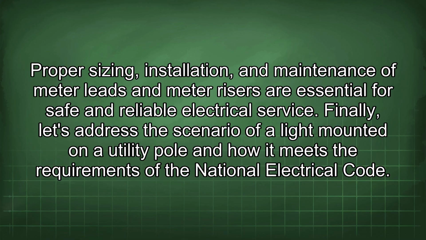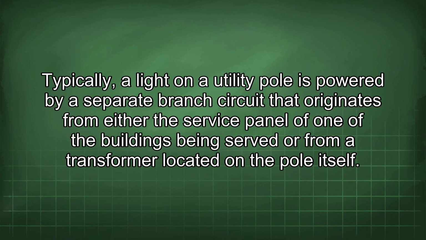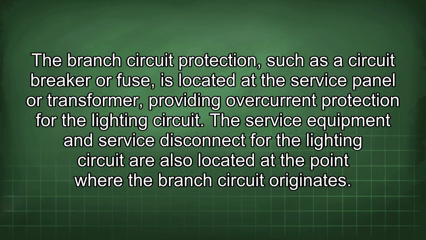Finally, let's address the scenario of a light mounted on a utility pole and how it meets the requirements of the National Electrical Code. Typically, a light on a utility pole is powered by a separate branch circuit that originates from either the service panel of one of the buildings being served or from a transformer located in the pole itself. The branch circuit protection, such as a circuit breaker or fuse, is located at the service panel or transformer, providing overcurrent protection for the lighting circuit.